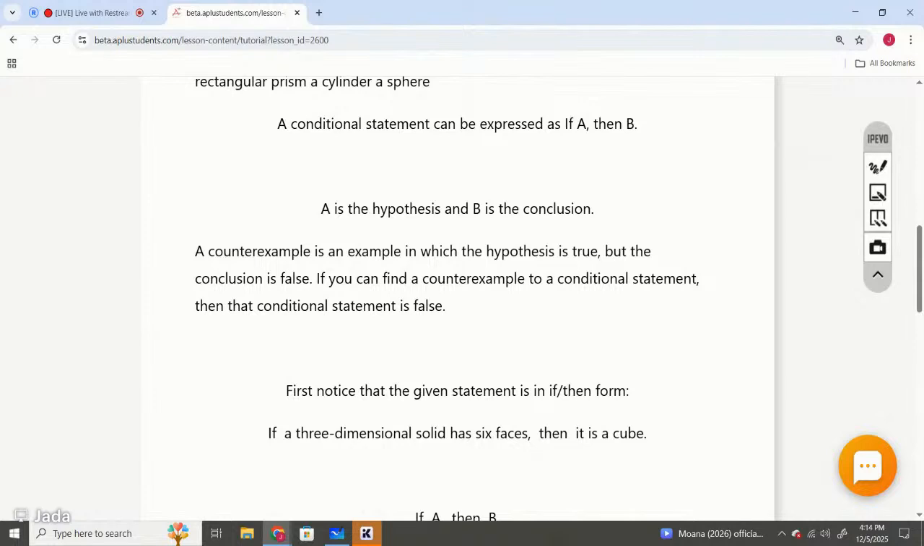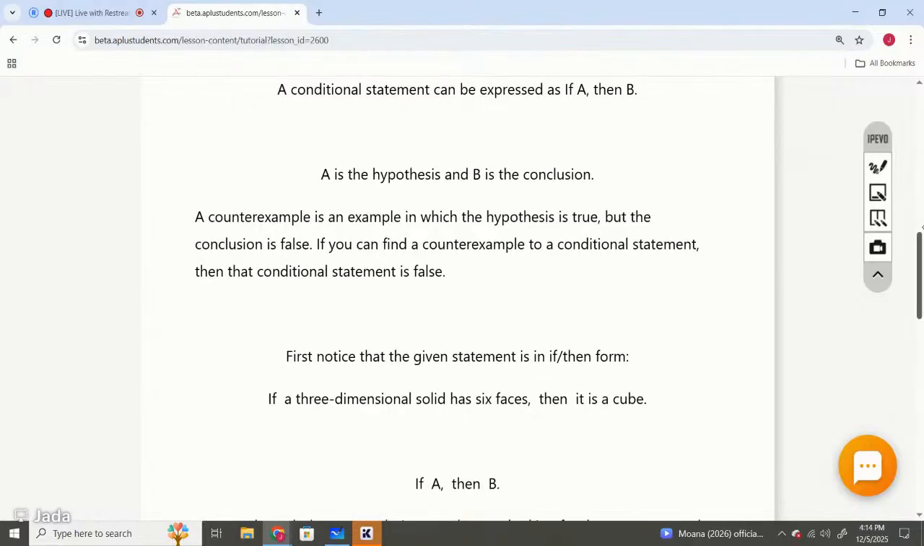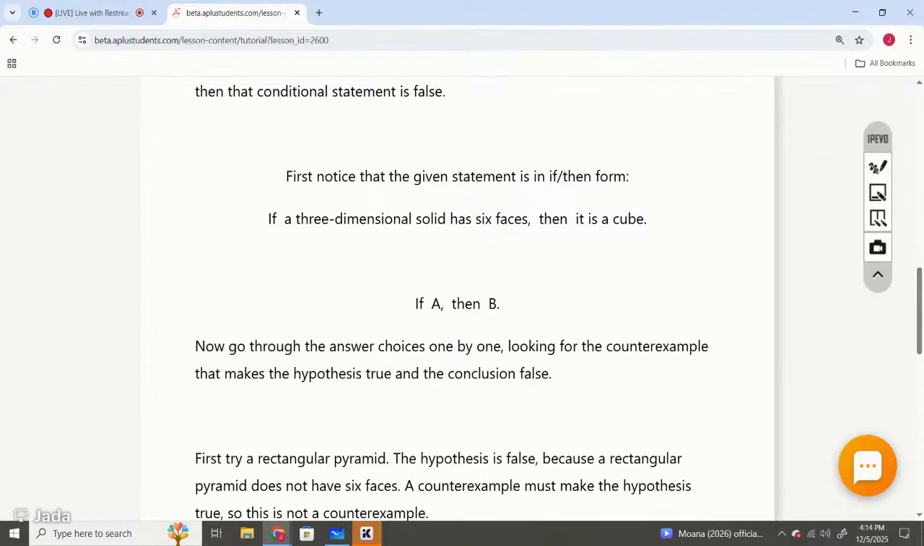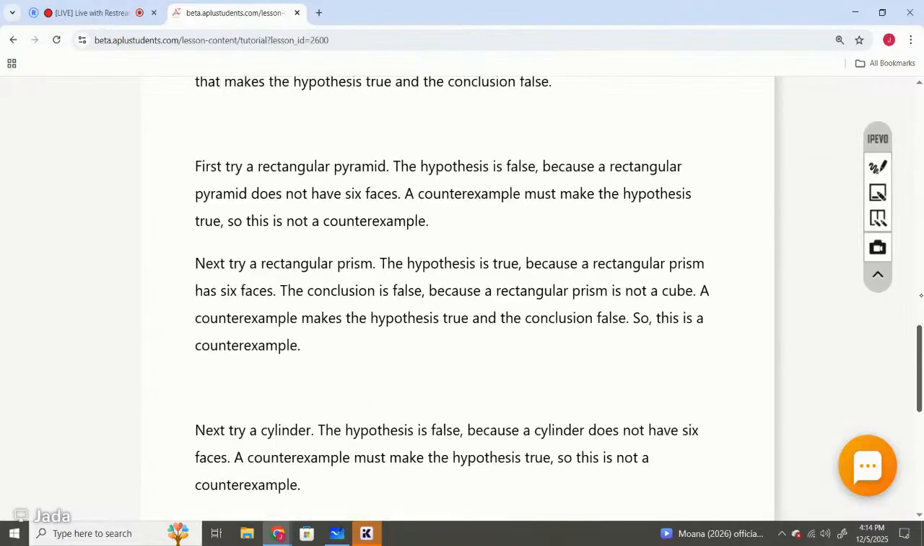A counter example is an example in which the hypothesis is true but the conclusion is false. So, if you can find a counter example to a conditional statement, then the conditional statement is false. First, notice the given statement. If a three-dimensional solid has six faces, then it is a cube. So, if A, then B, right?